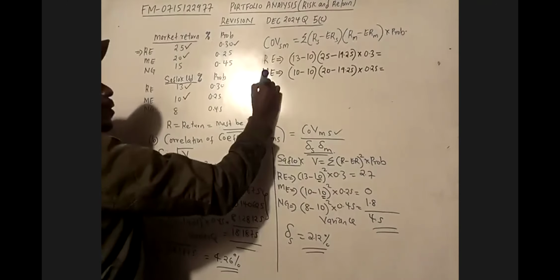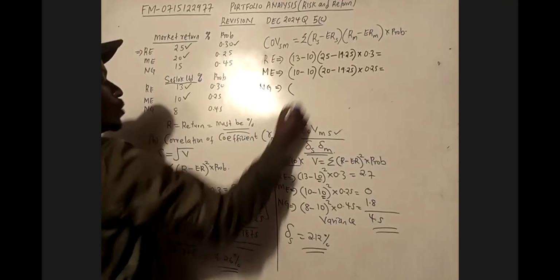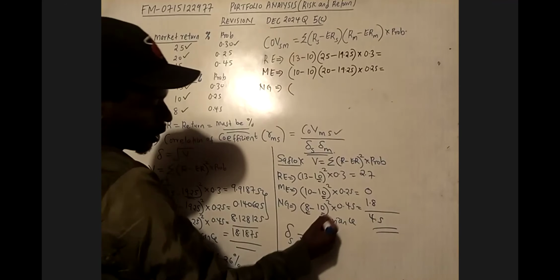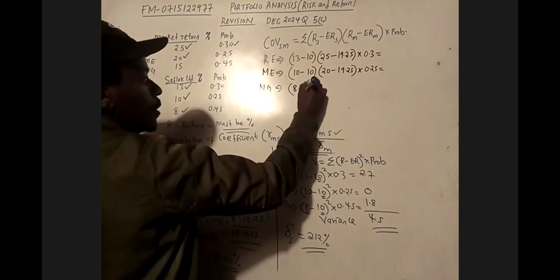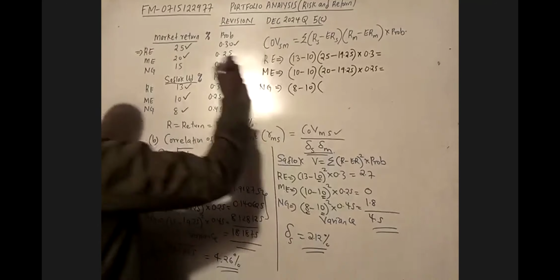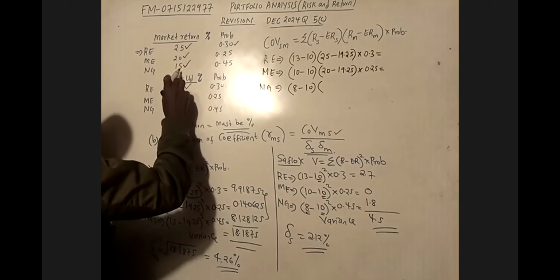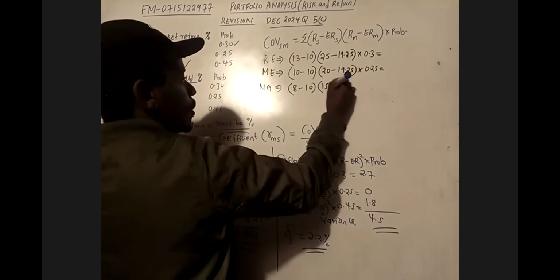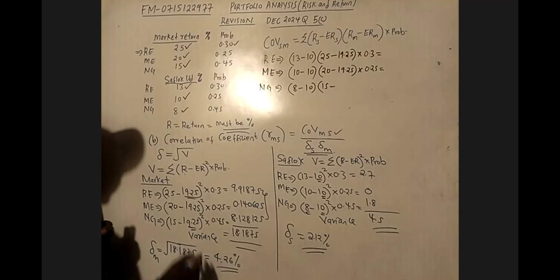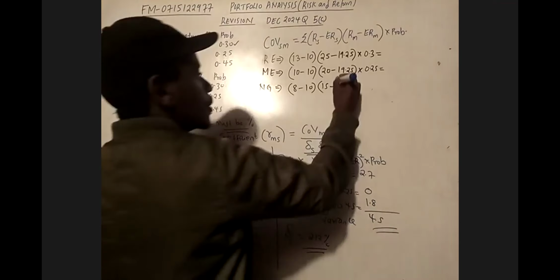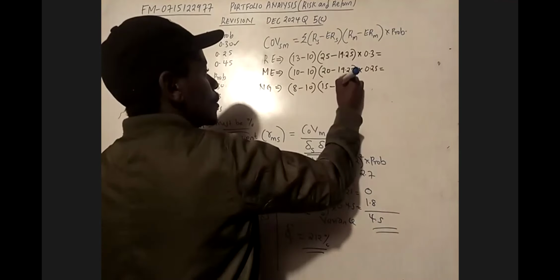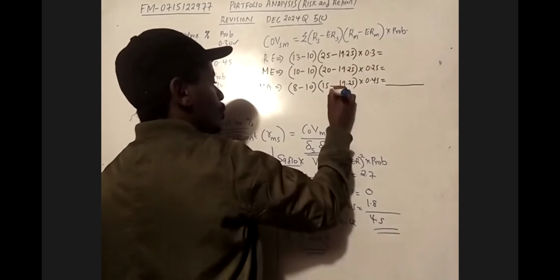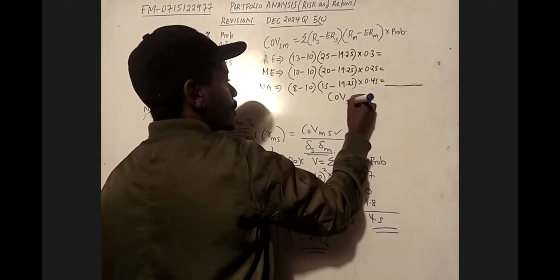Then we finish with no growth. For subflux, when it is 8, the expected return is 10. Then for the market, when the return is 15, the expected return is still 19.25. Then we multiply with the probability 0.45. When we add them together, we shall get what we call the covariance of S and M.